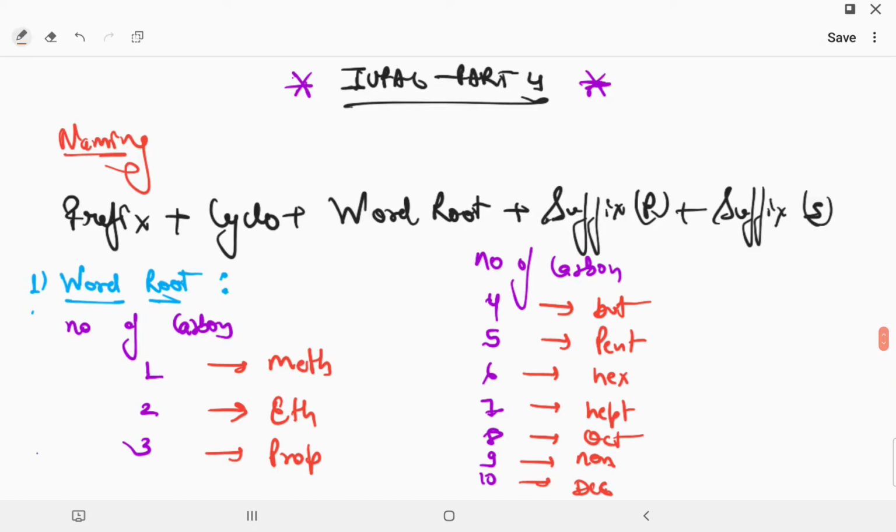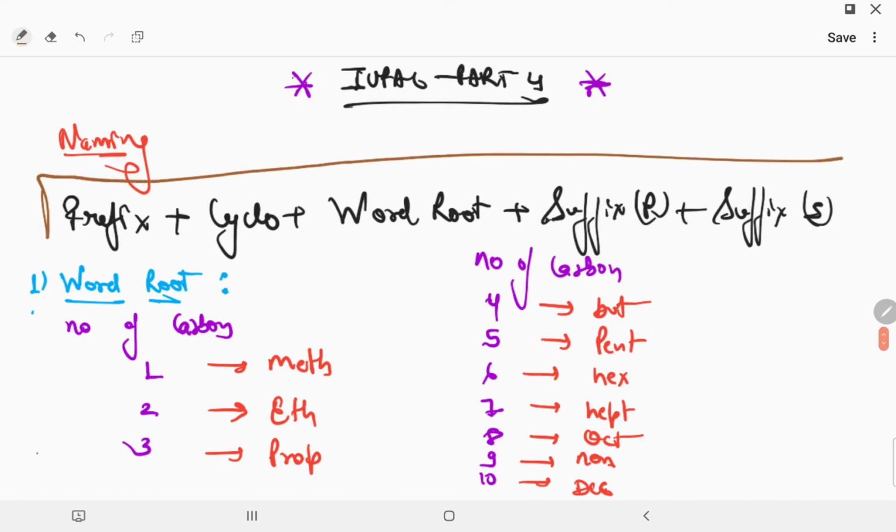This lecture is for naming. Now, you can see that there is a rule: prefix plus cyclo plus word root plus suffix primary plus suffix secondary. This is suffix primary, this is suffix secondary.